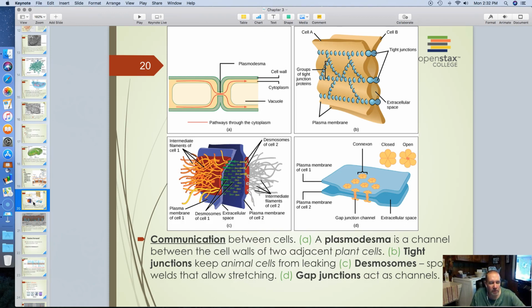And that was figure 3.15, or is that 3.16? 3.16.